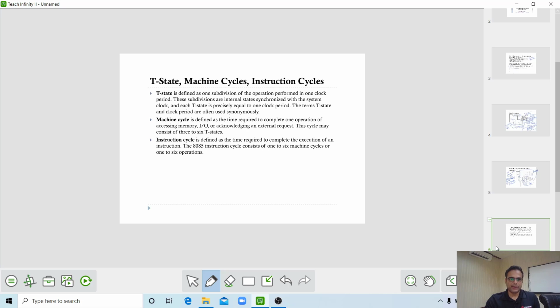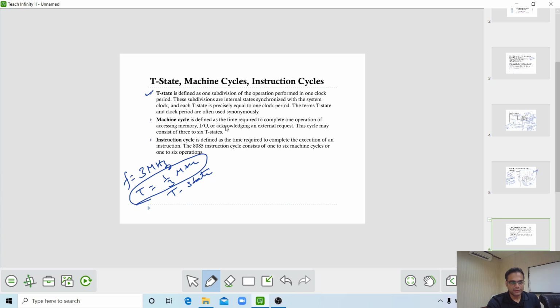Coming to the next concept, there are three important terminologies used here. The first one is the T state, which is defined as the subdivision of operation performed in one clock. As I have explained, the microprocessor works on a frequency of 3 MHz, which turns out to a time period of 1/3 microsecond. This time period is called the T state, which is used to measure the timing and synchronization of the microprocessor.